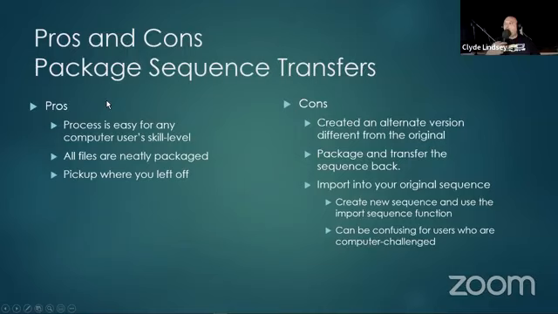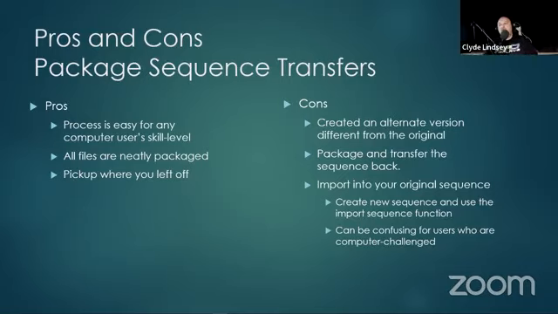So there are a couple pros and cons to packaging sequences and using this kind of transfer. The pros are the process is easy. Anybody could do this. It takes a second to create a package sequence. Any computer user, whatever their skill level, can figure this out. All files are usually very neatly packed, and you can pick up exactly where you left off. This isn't an exhaustive list, but there are a number of pros to being able to easily extract your sequence from one computer and place it on another.